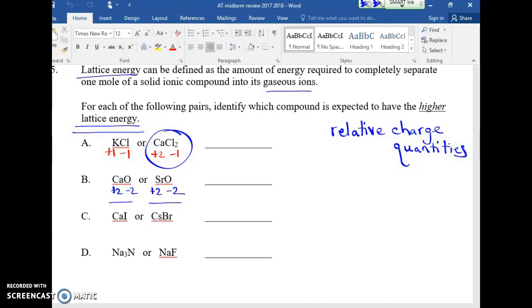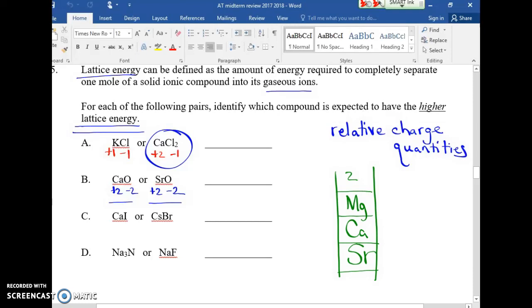We have a tie. We can't use the relative charge quantities, so our tiebreaker is always, we're going to use the relative sizes of the ions. And whichever compound has ions that are smaller, is going to have the greater lattice energy. Now, if you notice, we're going to compare calcium and strontium. Those are the only different ions. And it turns out they're both in group 2.